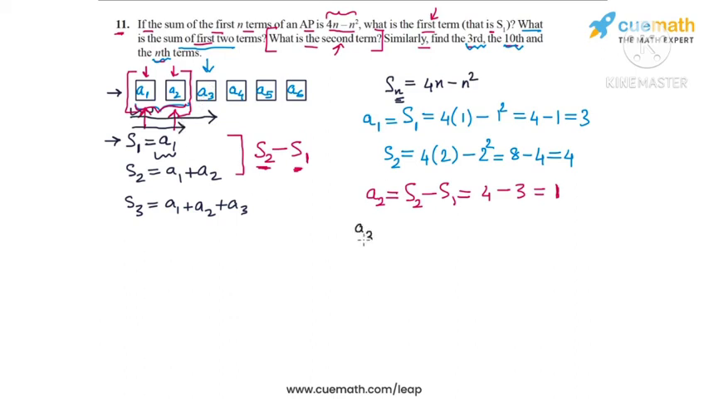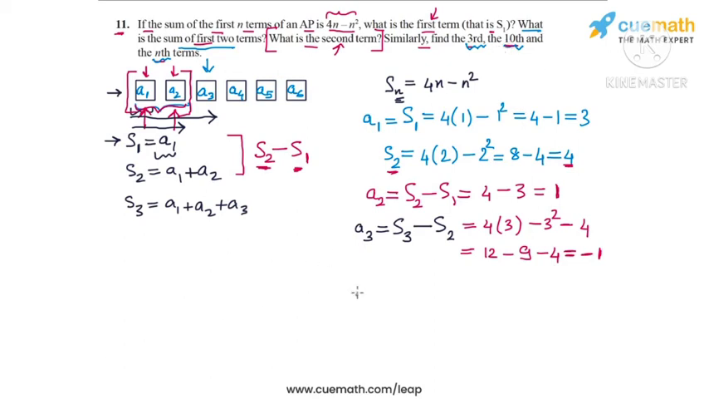So A3 will be equal to S3, the sum of the first three terms, minus S2, the sum of the first two terms. So what is S3? S3 is equal to 4 times 3 minus 3 square, and S2, we already calculated as 4. So minus 4. So this is equal to 12 minus 9 minus 4. So this is equal to minus 1. So A3, the third term, is equal to minus 1. Now let's find the 10th term.